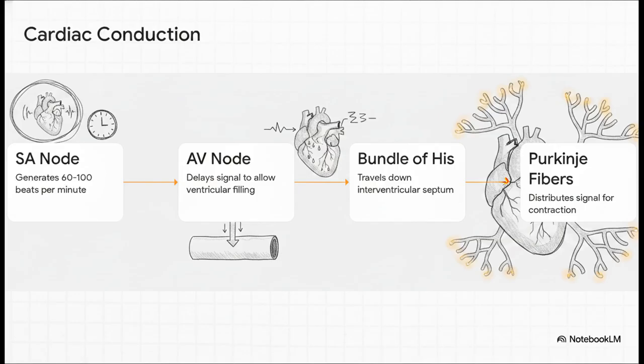From there, it hits the AV node. And here's a massive high-yield detail. There is a critical, built-in delay at the AV node. Why? So the ventricles have enough time to completely fill with blood before they squeeze. After that brief delay, the signal rushes down the bundle of His and spreads right through the Purkinje fibers.